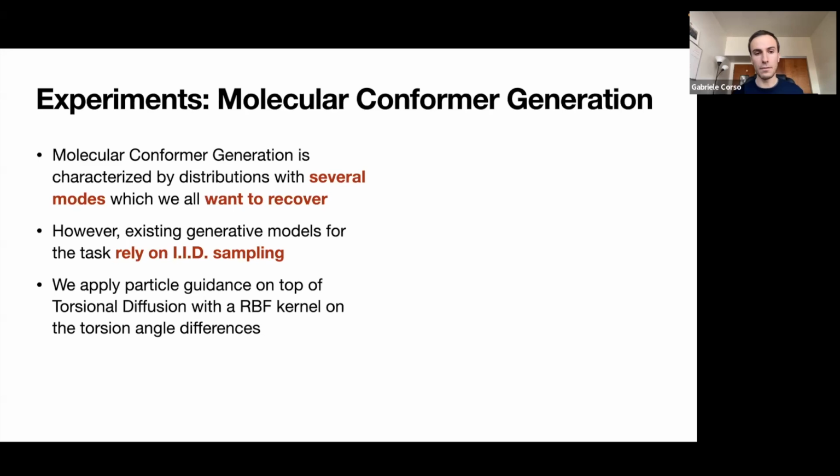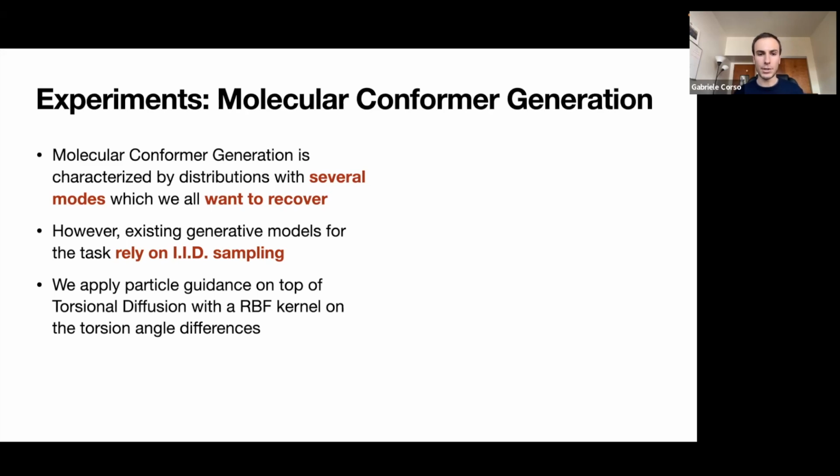There's been a lot of development in generative models for molecular conformer generation. But interestingly, these all rely on I.I.D sampling. Typically the metrics are based on how well you recover the original set. And the way that these existing methods do it is they train to generate an arbitrary element of the set, and then they generate a lot of conformers and hope that these conformers fully cover the set. And this was actually the original motivation for this paper: the fact that I.I.D sampling seems pretty inefficient in this case.